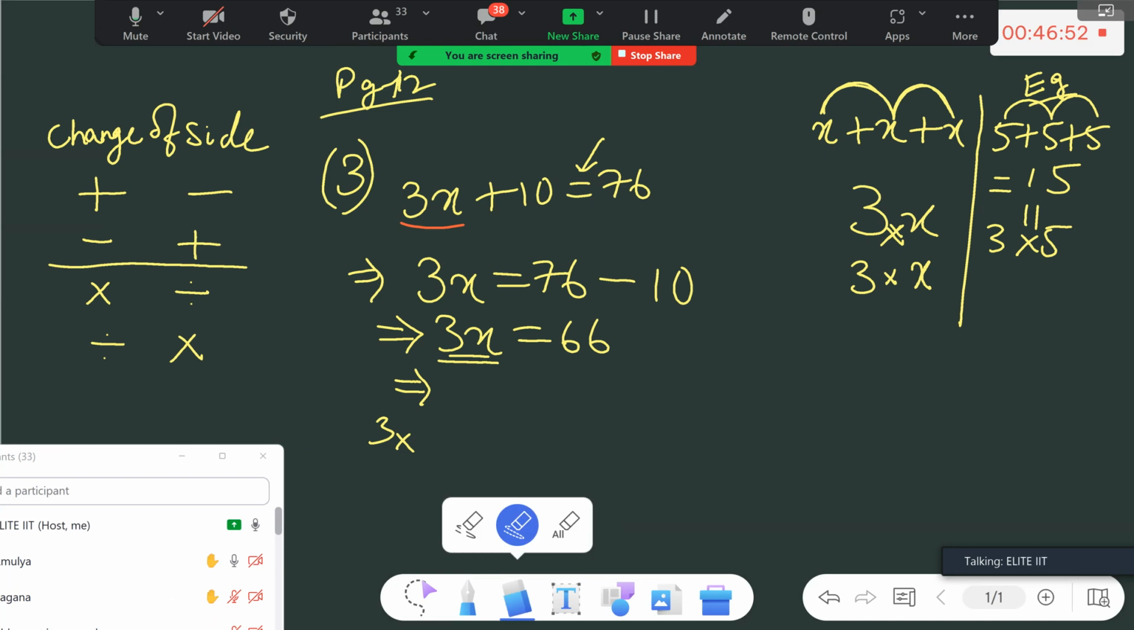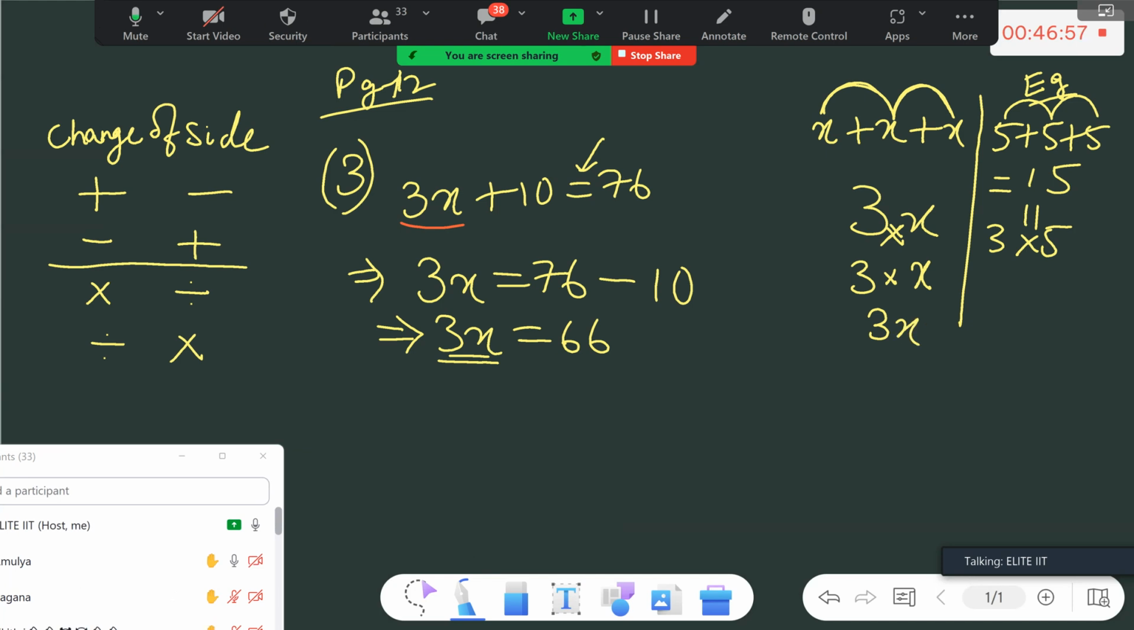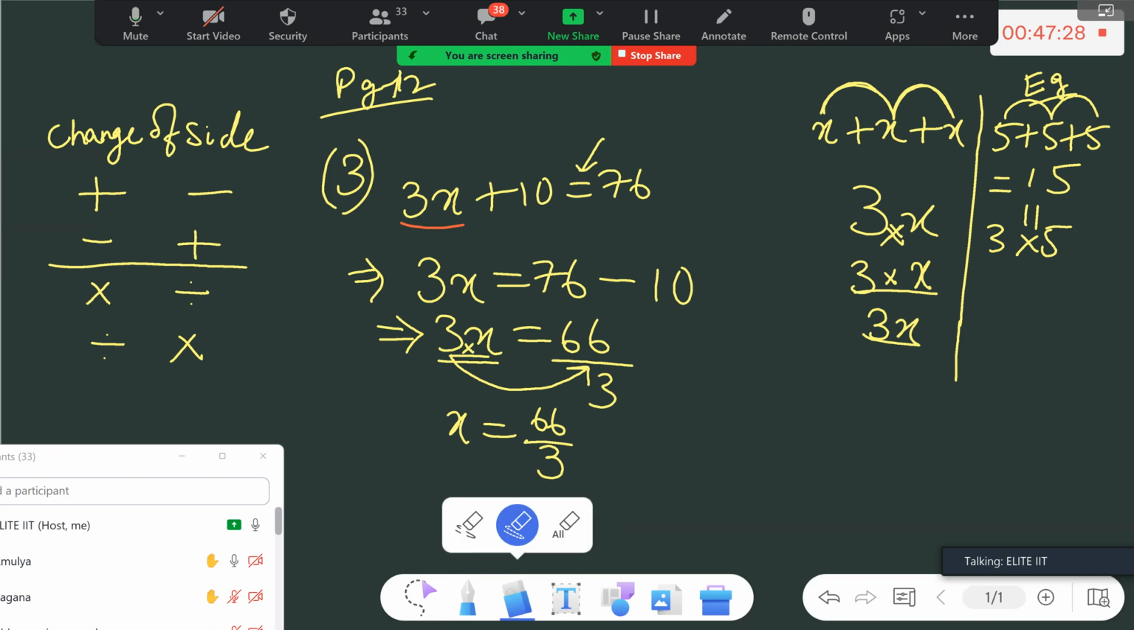So if we write 3 into x, instead of writing this into, it is the same as writing 3x. 3 into x and 3x is the same thing. So here it is multiplied, right? So now we'll take 3 to the right hand side, then it will become 66 divided by 3. X will become 66 divided by 3.